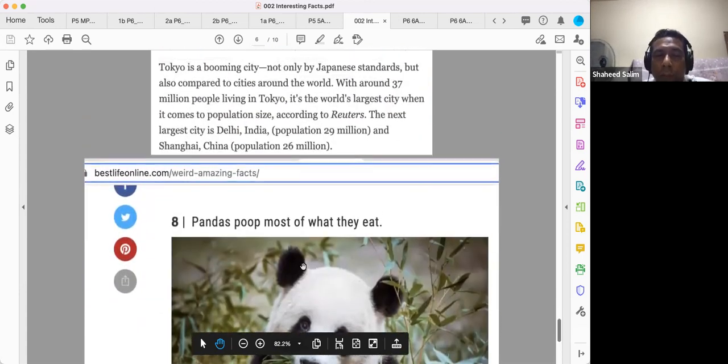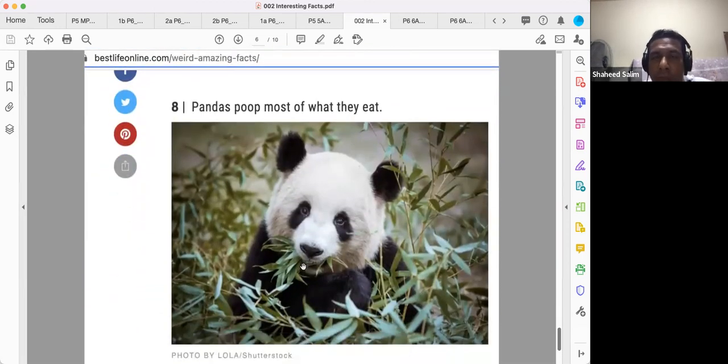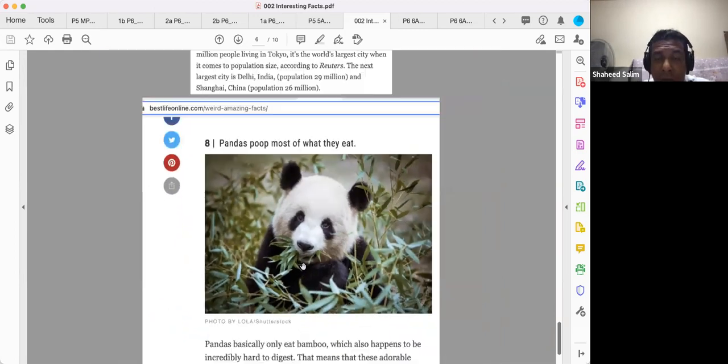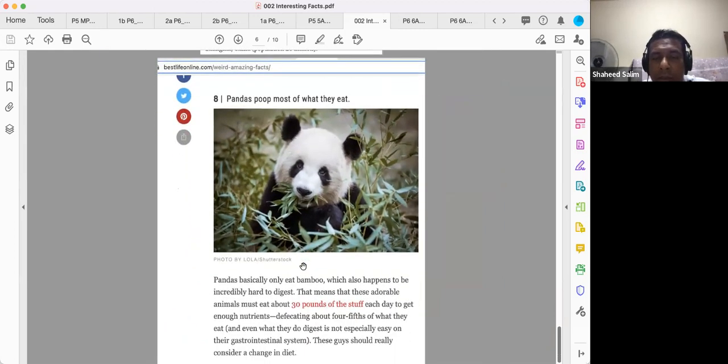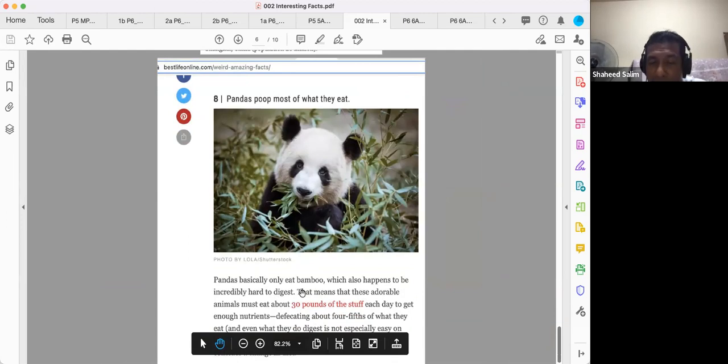Pandas poop most of what they eat. I didn't know that. So why does it happen? You see, pandas basically eat bamboo or bamboo shoots, right? And this is very difficult to digest. So they eat about 30 pounds, maybe about 16 to 18 kilograms, I'm just guessing. And 4/5 of it comes out as dung.